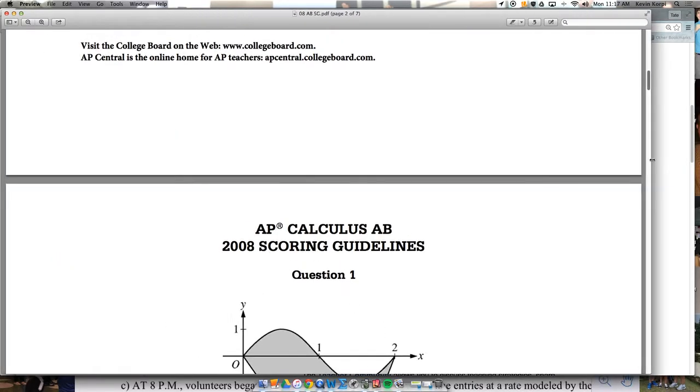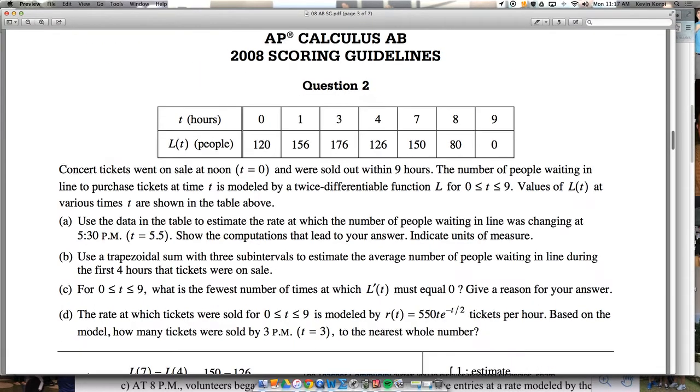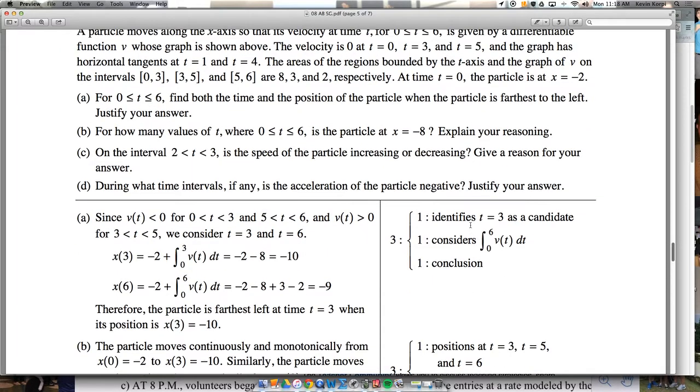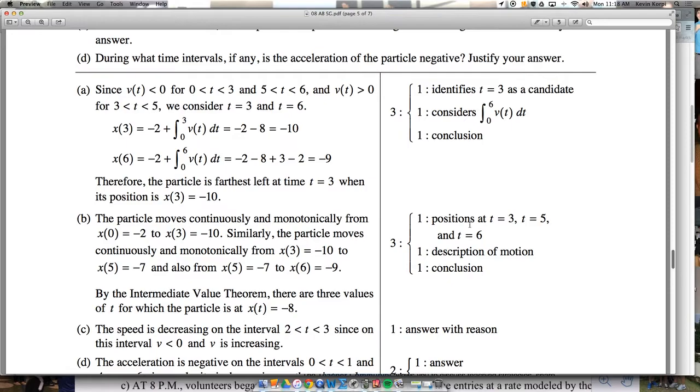All right, let's look at the scoring guidelines first, because those already pulled up. Here was question four. So basically going through it, you got 3 points for the first one, which I didn't think was that bad. And notice you got 1 point for identifying three as a candidate, which if you just intuitively said the answer is three and you claim that that's the answer, then, of course, it's a candidate, right? Trump can't win the presidency if he's not the Republican nomination. So if you declare him the winner, he has to be a candidate.